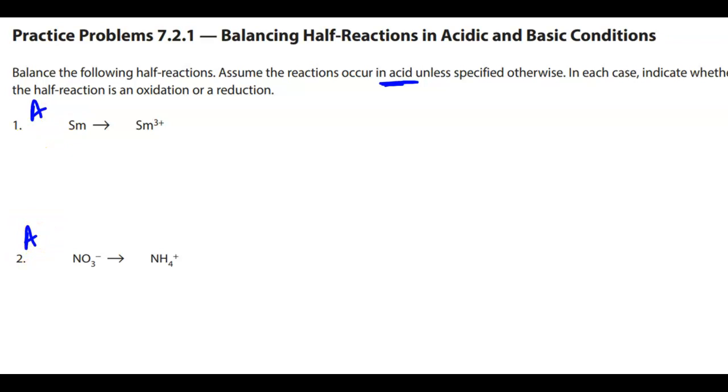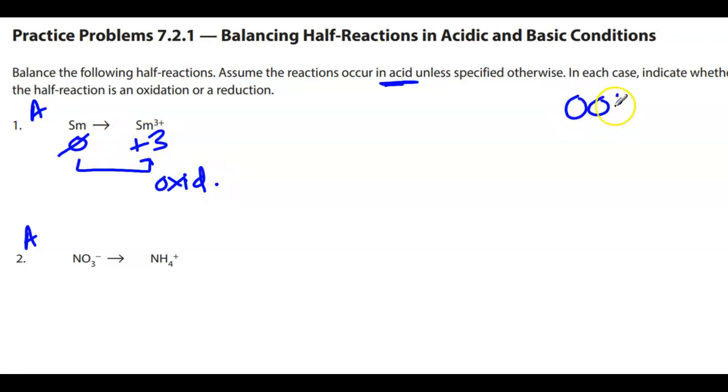Okay, so let's talk about it. Let's look at what's changing. We have an elemental form going to a +3 ion. Because we're going from 0 to +3, it's losing electrons, so we know this is going to be an oxidation half reaction, right? Now to balance this, let's do the order.